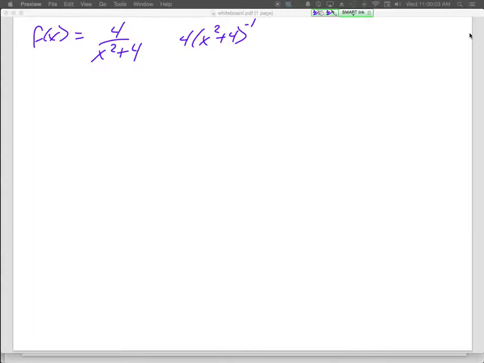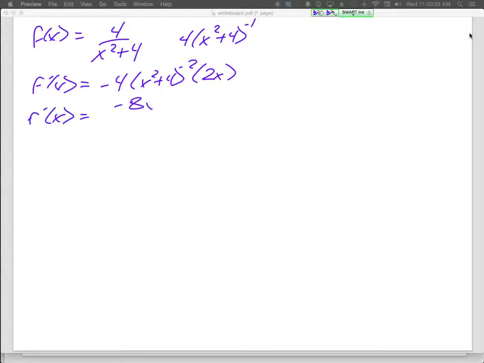So now I take the derivative of that. I bring the negative 1 down, gives me negative 4. Inside stays the same. I subtract 1, gives me negative 2. Take the derivative of the inside, gives me 2x. If I don't want to move it to the top, what else can I do? I can do the quotient rule, you get the same answer. Whatever floats your boat. So that gives me negative 8x over x squared plus 4 squared as my derivative.